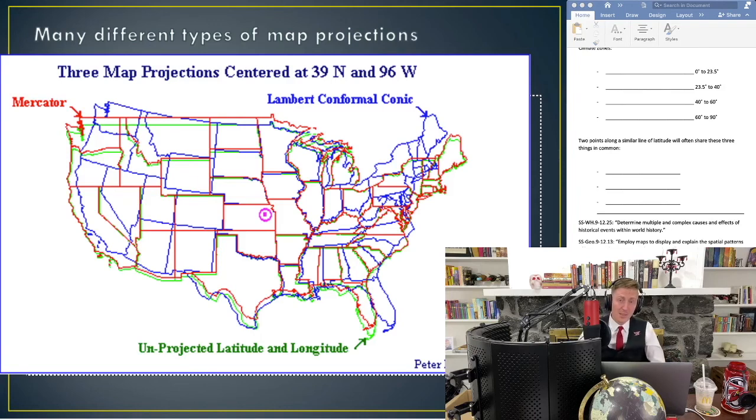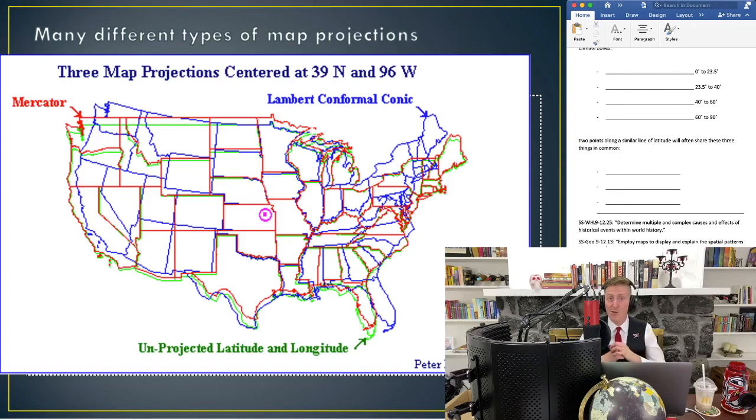So, ladies and gentlemen, you will see at the bottom of our note sheet, I cannot see it, so I have to move it here. Okay. At the very bottom, I've got some of the core standards that we're using here. So ultimately, when we're all done with this map, there are some things that we're going to move forward and focus more on. And that includes, we're going to determine multiple and complex causes and effects of historical events within world history. And we're going to employ maps to display and explain the spatial patterns of human and environmental characteristics.